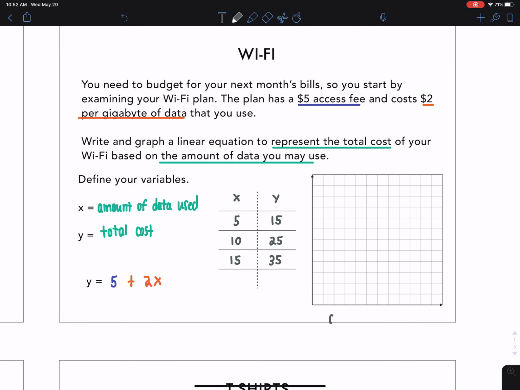So these are the gigabytes of data used. And then the y-axis is going to be the dependent variable, which is your cost. And that's in dollars. So let's go by fives for our gigabytes of data used. And then for our y-axis, we'll go by fives as well.